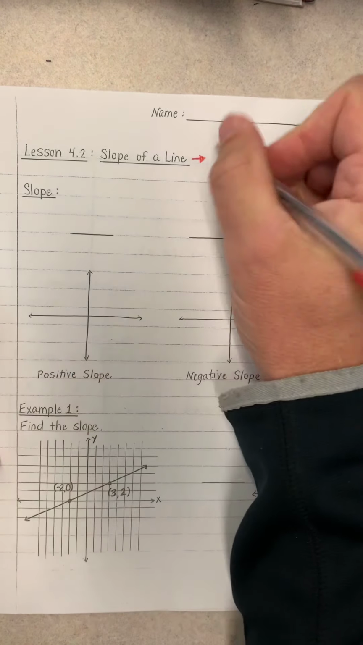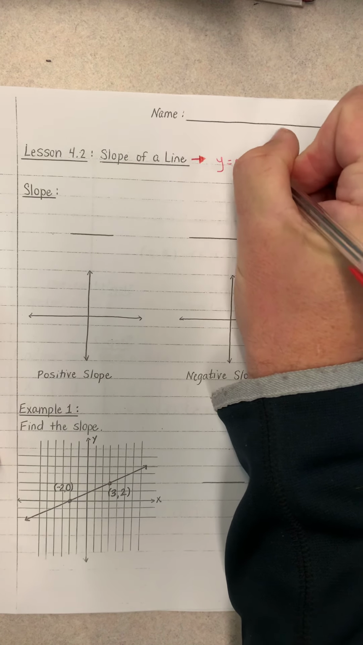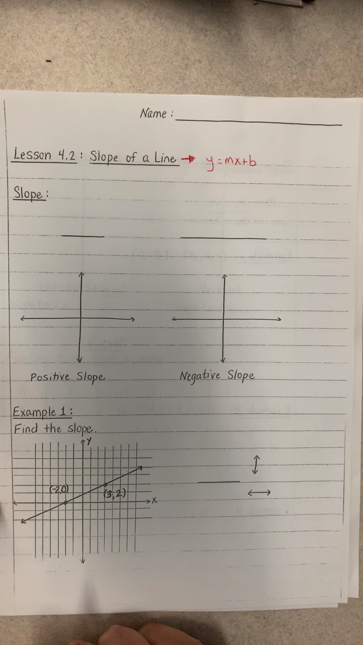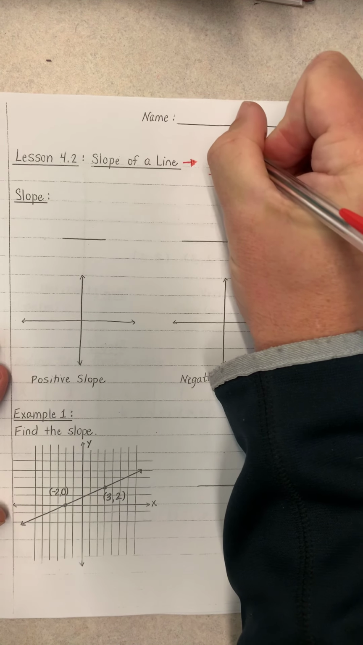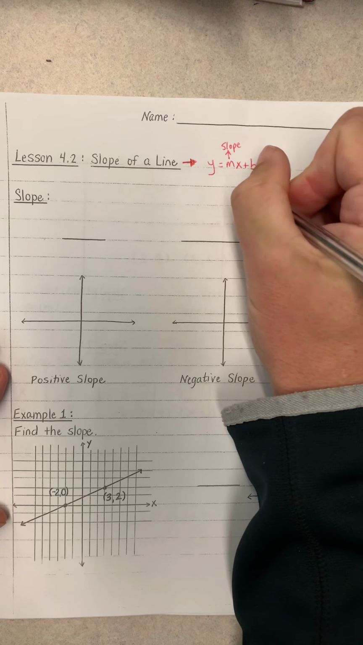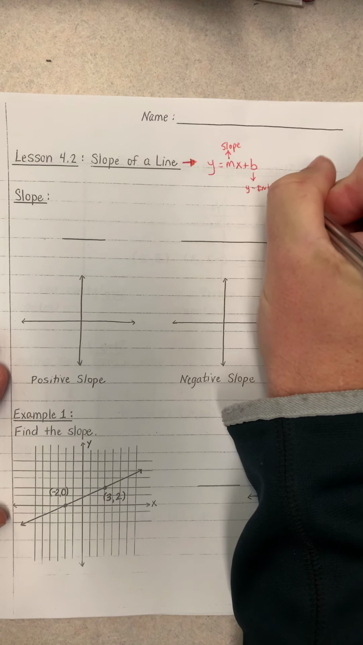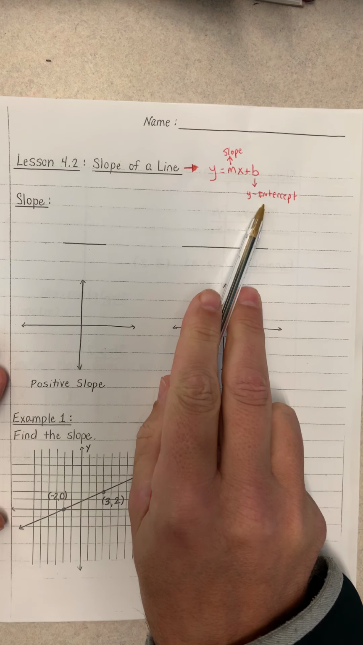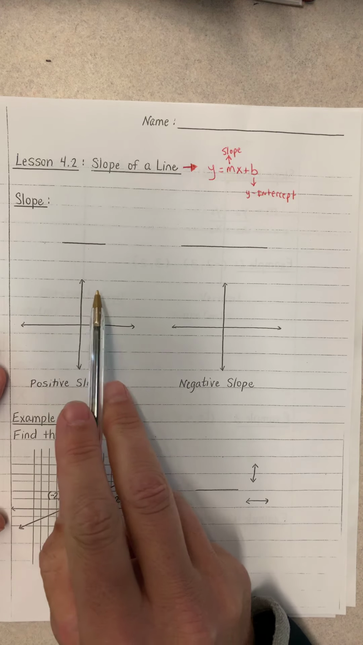But the slope of the line, we are going to see this equation, which we have been working with over and over, y equals mx plus b. M is your slope, b is what we call the y-intercept. This is going to be where that line crosses the y-axis. It's going to give me the point, the y-coordinate of where it crosses.